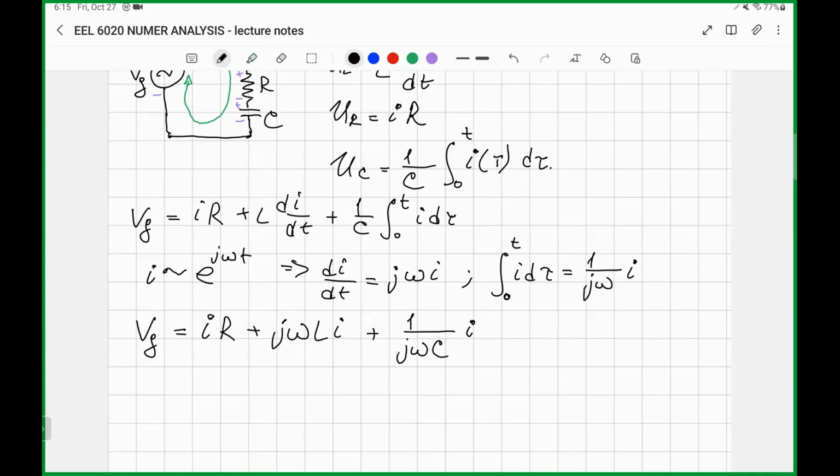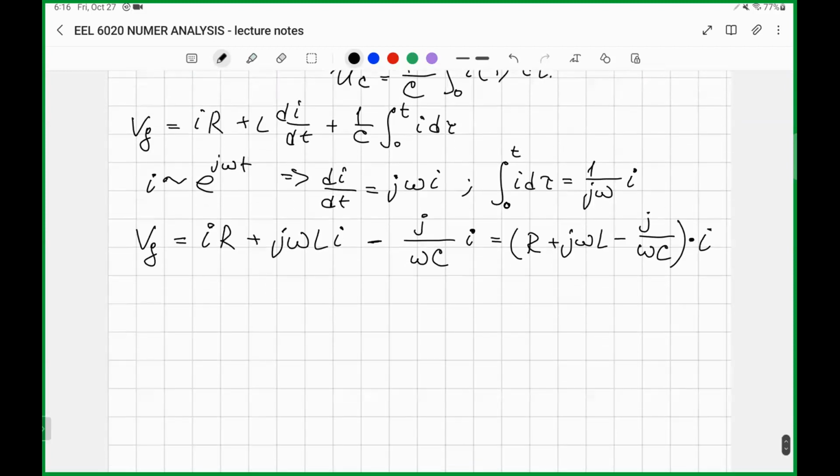Okay, I don't like to have this imaginary unit in the denominator. I move it up and put a minus here. Okay, and now I factorize the current. So I get R plus jωL minus 1 minus j over ωC, times the current.